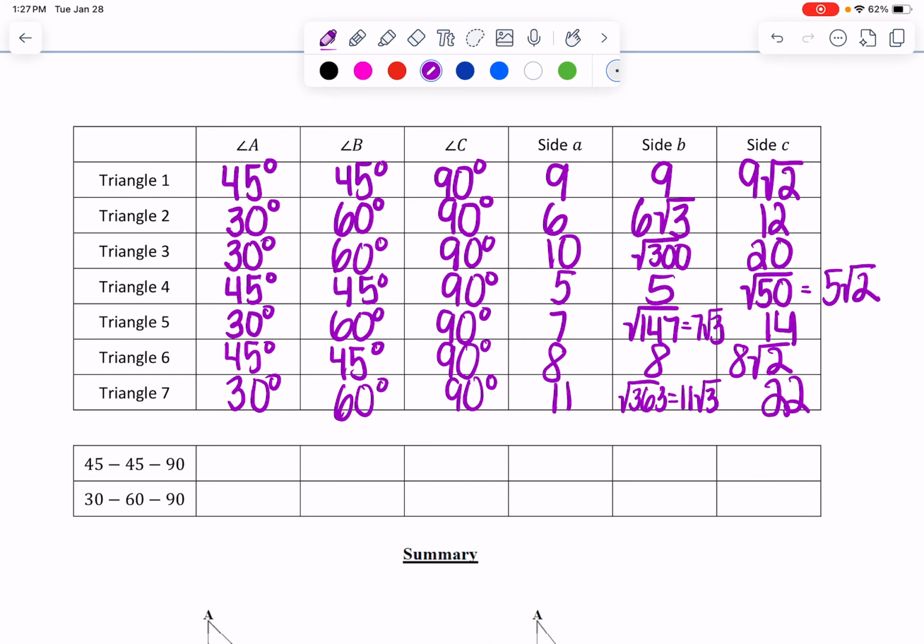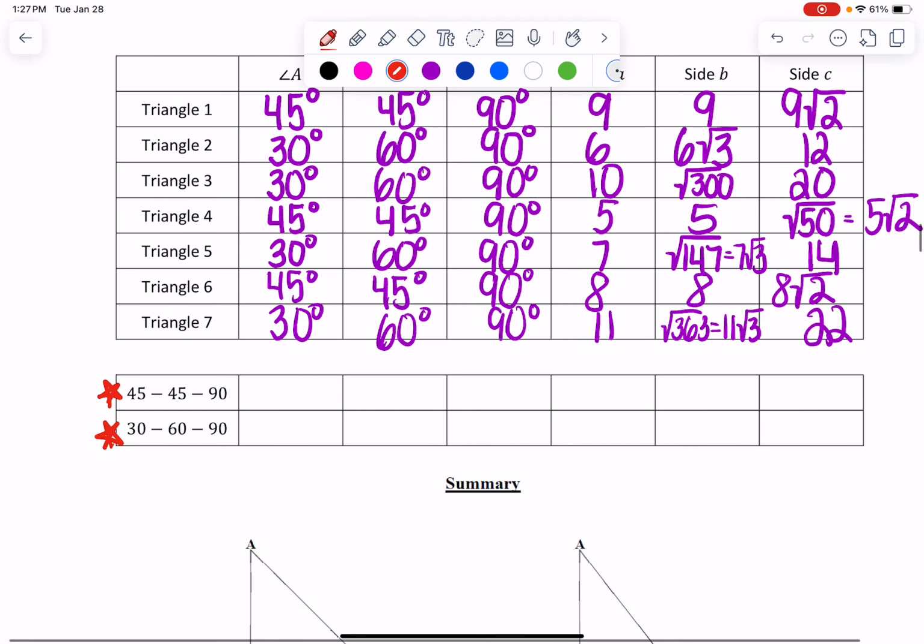Okay, so you should have all of that information. So here's what we are going to look at. Obviously, we can do this all day, but we need to somehow find two rules.